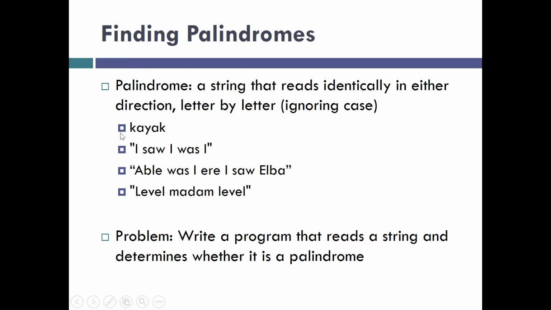So see how kayak is spelled the same forward and backwards. I saw, I was I. So notice how that's spelled the same forward and backwards. Able was I ere I saw Elba. That is spelled the same forward and back. Level, madame, level. These are palindromes where basically all the letters are the same.